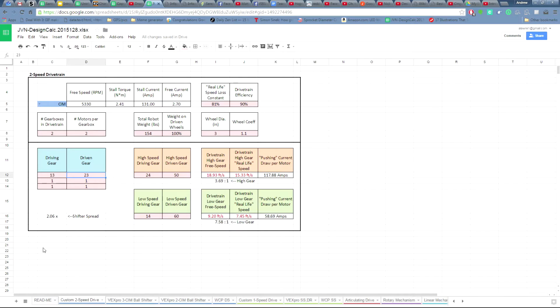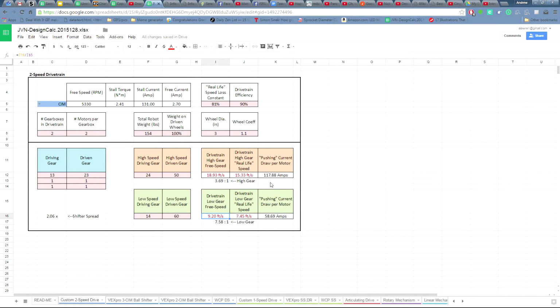So these are both calculated based on all the numbers over in the blue section right over here, and also calculated using the orange high gear. You have the same thing over here in low gear with the 9.2 low. That's pretty good low speed, and 7.45 real life. Those are calculated with the base, which is the blue over here, and the green. So the base is used in both, but the high gear is used, of course, for calculating high gear, and the low gear is for low gear.